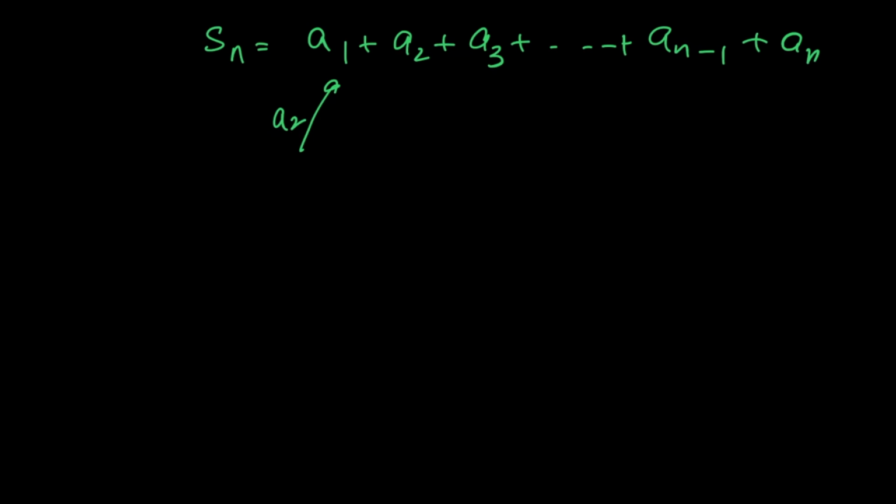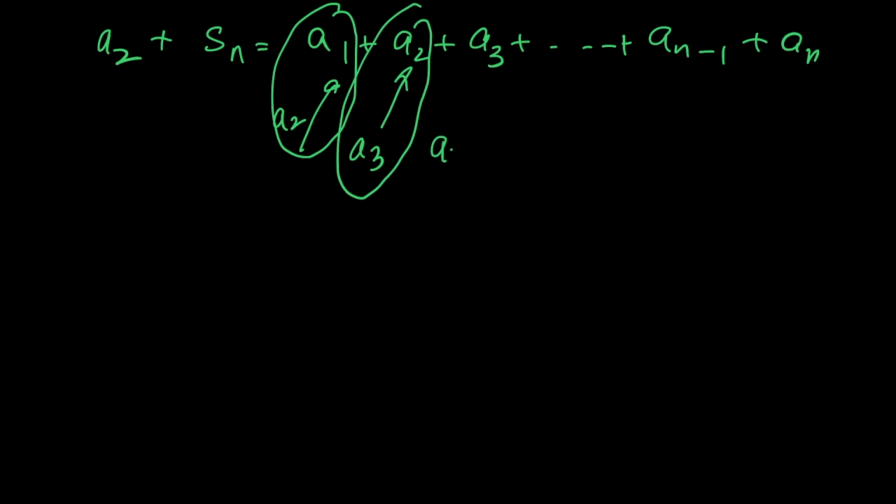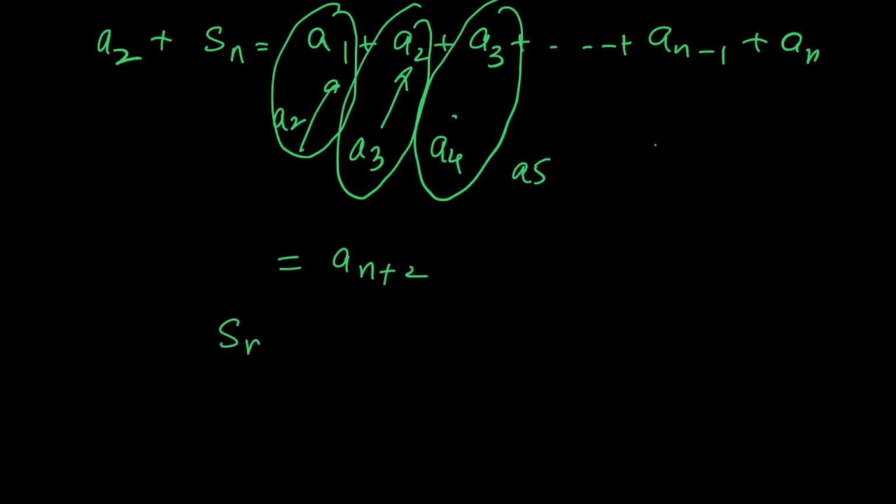Okay, so you have to add a2 on both sides. Now this a2 plus a1 will give me a3. Now this a3 plus a2 will give me a4. Now this a4 plus a3 will give me a5. Okay, and similarly if you keep doing that, ultimately the answer is going to be an plus 2. So our Sn is nothing but an plus 2 minus a2.